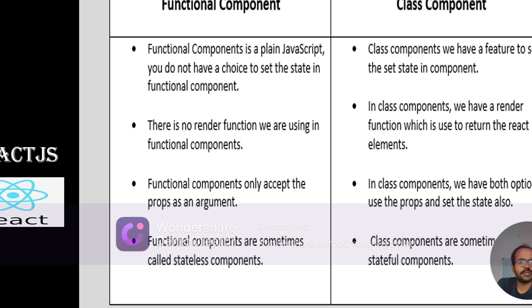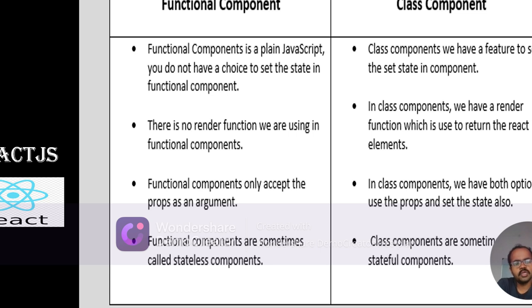Let's see the class component. In the class component, we have the render function, which returns the HTML and is used to return the React class component. In the functional component it only returns, but in the class component it has a render method. A functional component only accepts the props, which is why it is only for displaying. It accepts only the parameters, the properties.